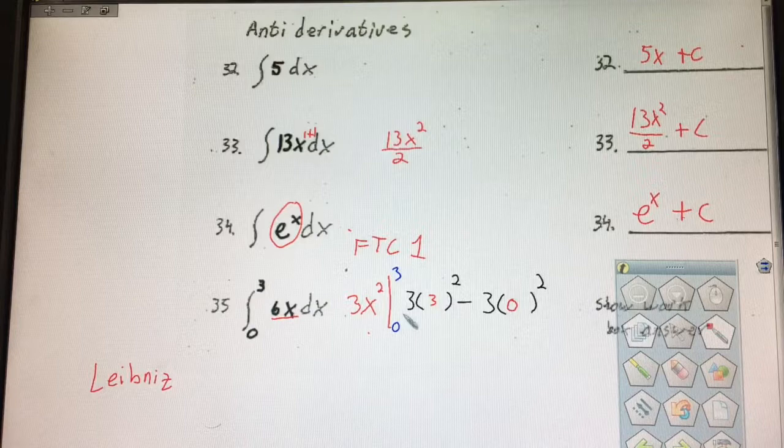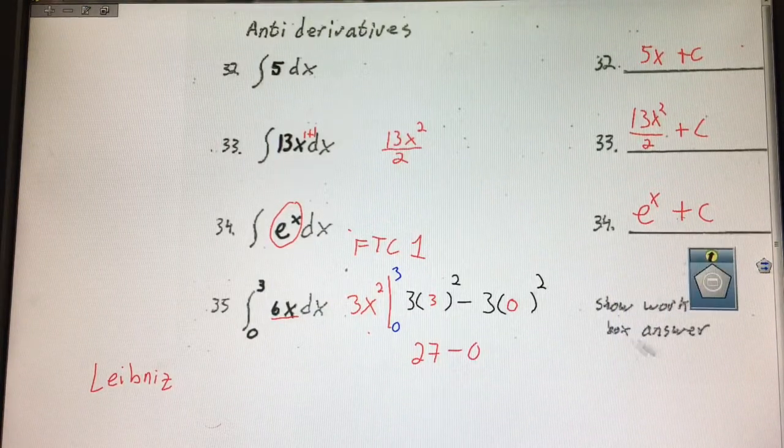3 squared is 9. 9 times 3 is 27. Minus 0. So my final answer is going to just give me, show work and box the answer, 27.